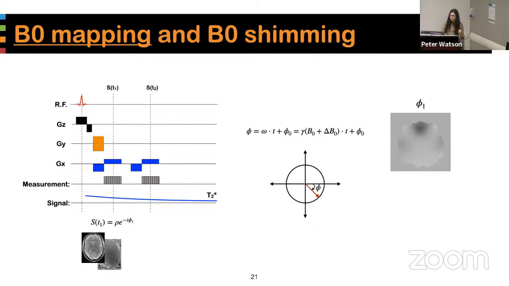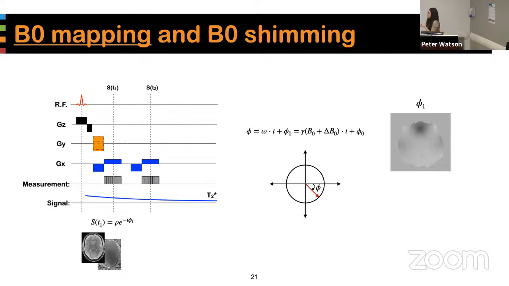Each one of these signals that you measure is a complex signal, right? If you remember, I showed you the equation. S is proportional to the density, and then there's a complex exponential term. So it's a complex signal. It's got a real and imaginary part, therefore a magnitude and a phase. Here's an example of what a magnitude and a phase image looks like acquired at one point in time. What we're interested in here is the phase.